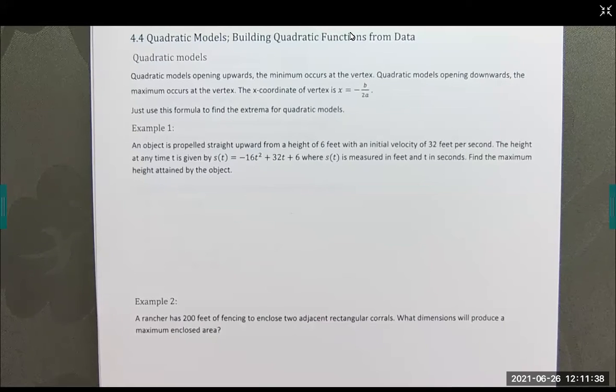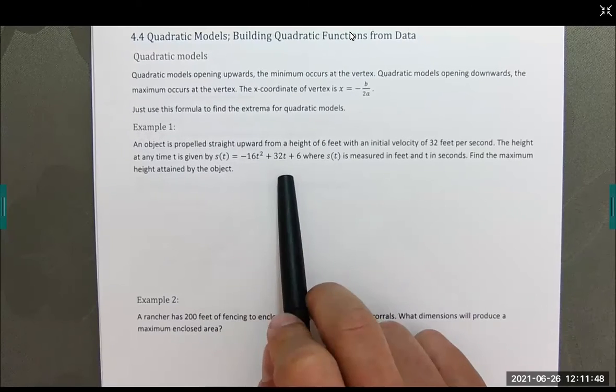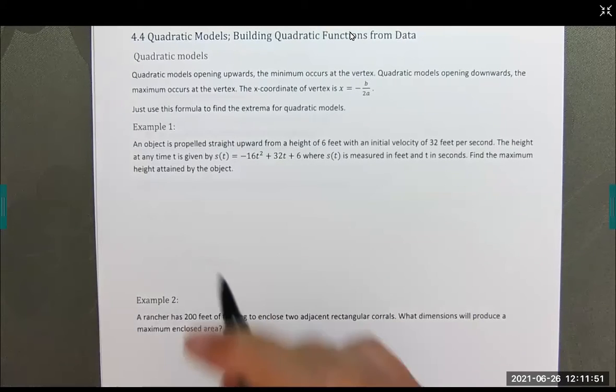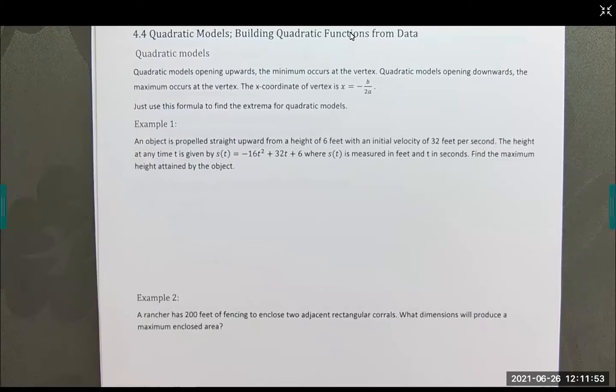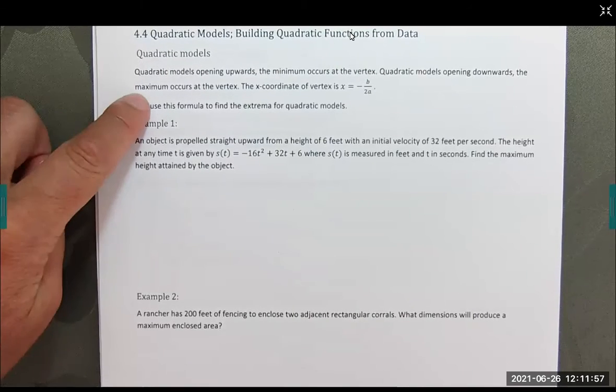All right, so why do we need quadratic equations and stuff? Well, there are a lot of things that happen in nature that require us to come up with quadratic equations. One of them is gravity. The big thing that I want us to, well, let me go ahead and read. The quadratic models opening upwards, the minimum occurs at the vertex, and downwards, the maximum occurs at the vertex.